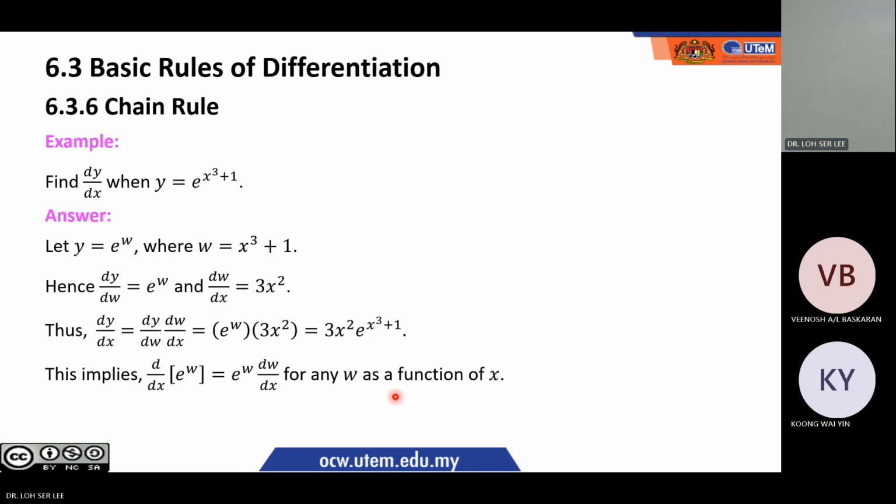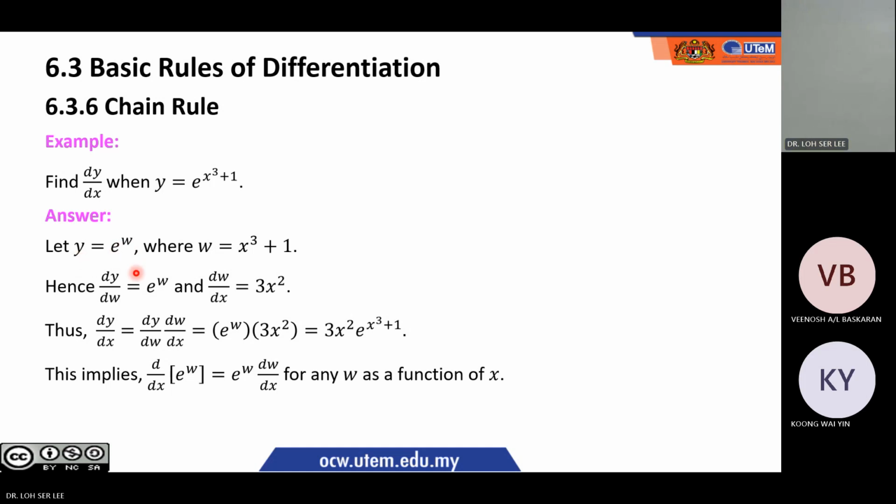Next, let's look at another example. This one, exponential to the power of this. We can let this be w. w is x cubed plus 1. So if this is w, that means your y will be e to the w.